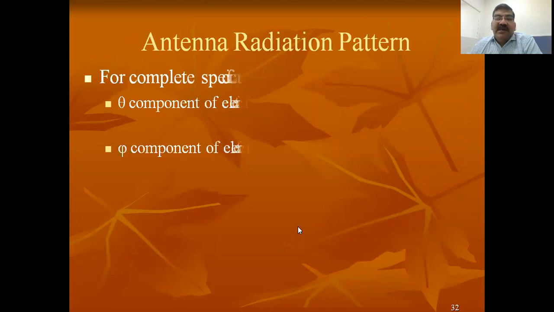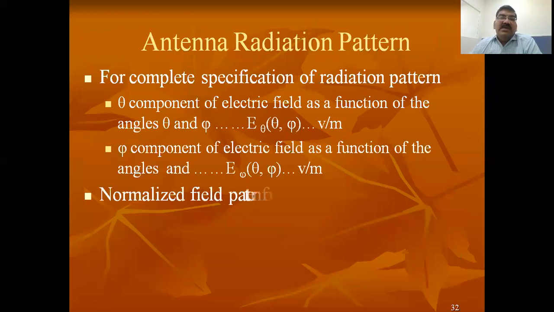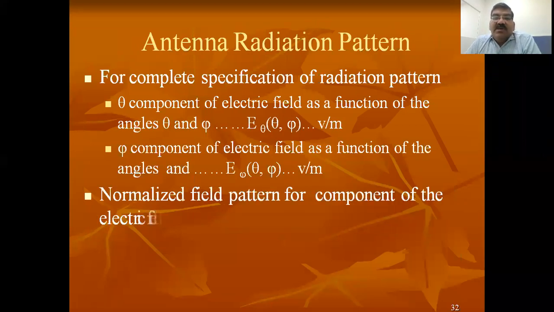Now the antenna radiation pattern. What will you require for a complete specification of the radiation pattern? Here the derivation and the mathematical parts will come. As I mentioned, theta and phi are the most important parameters. Theta is the angle with the z-axis, vertical, and phi is the angle in the horizontal plane, as in the animation I have shown. So phi is this angle, and the vertical angle is theta.